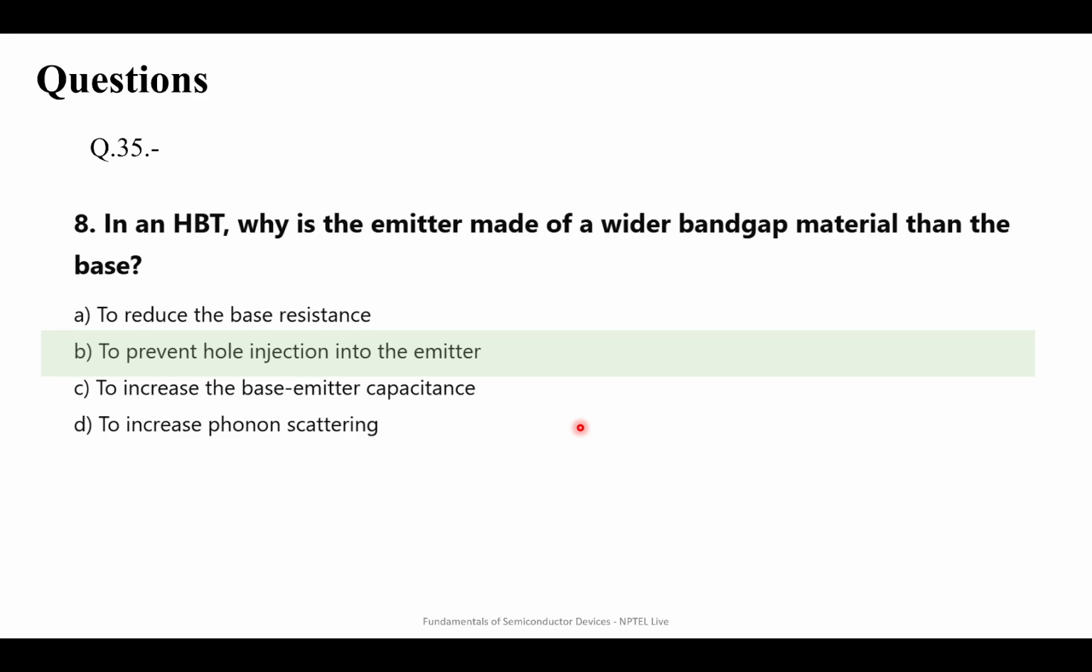So since the emitter has a wider band gap than the base, you will have charge carrier movement from emitter to the base, but not movement from base to the emitter. So that will cause a smaller base current. So the base current will be smaller compared to collector current. So it will result in a higher gain.